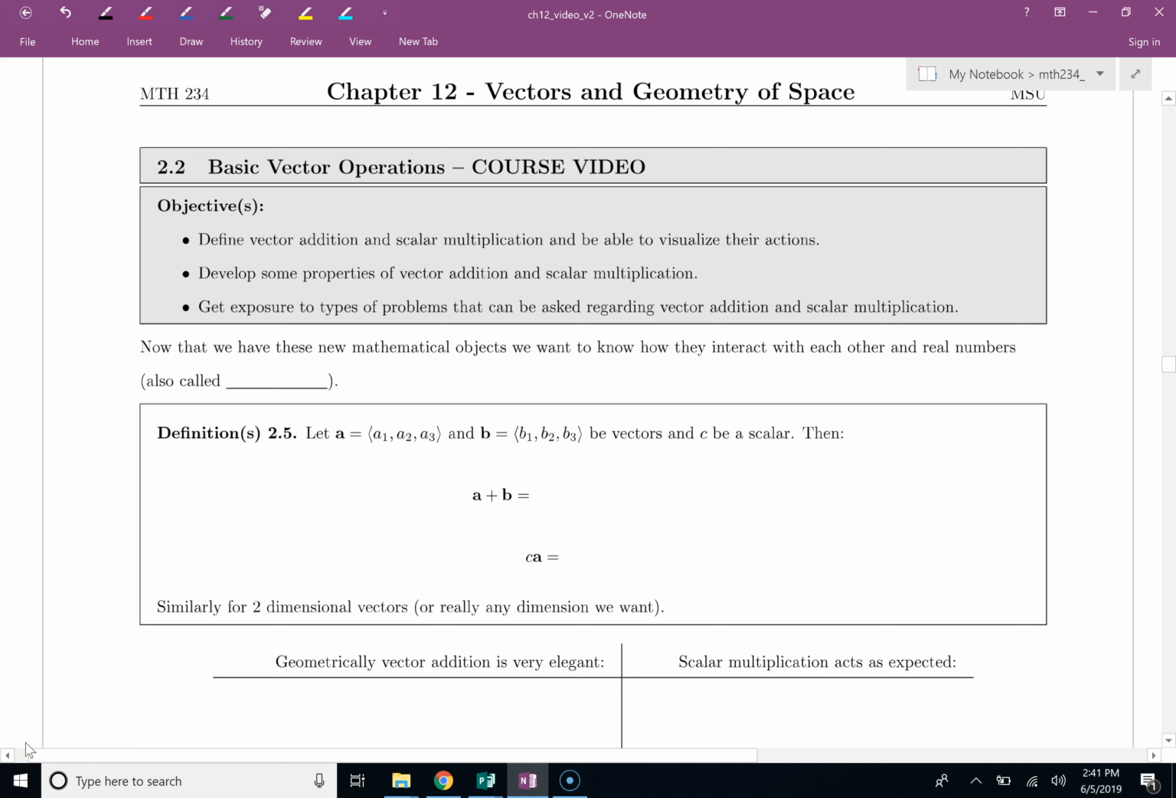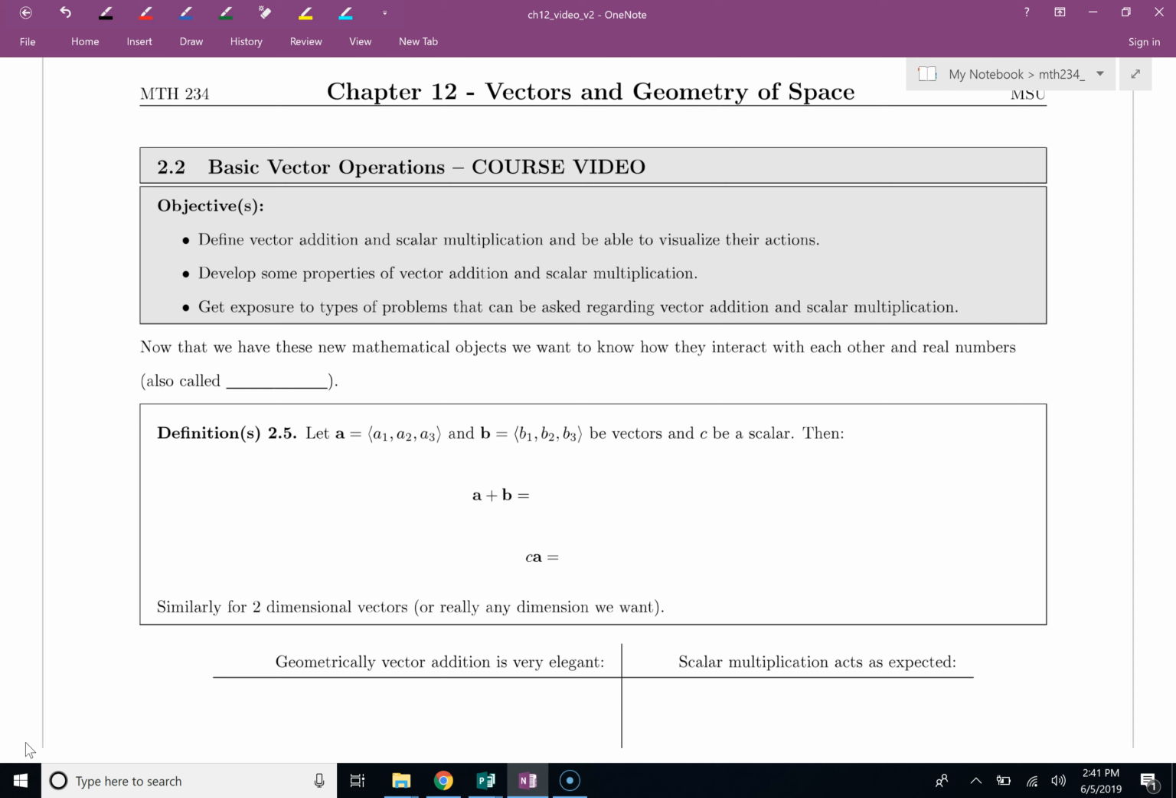Welcome back, everyone, to the wonderful world of 12.2. Again, in this section, we're talking about vectors, right? And so we did kind of the introduction last time. We talked about what vectors are, position vectors, length of vectors, things like this. And in this video, we're going to expand on that, and we're going to talk about vector addition and scalar multiplication.